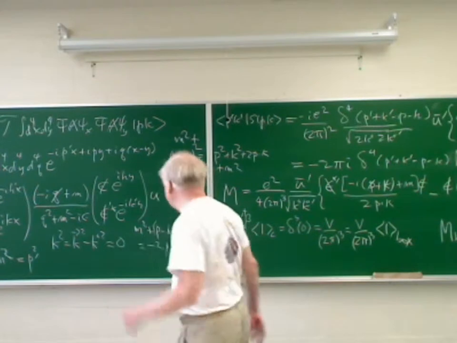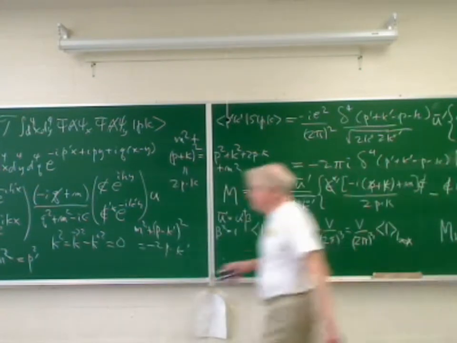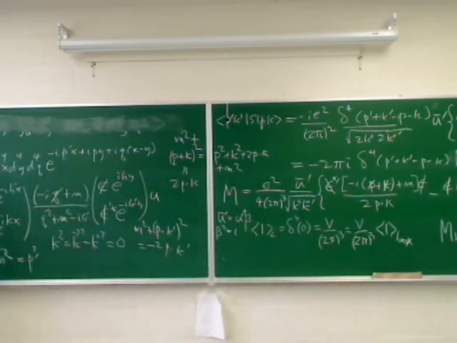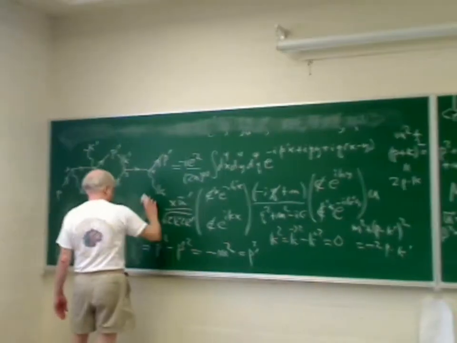I'll write the other Feynman diagrams down. Why don't I do that? And those of you who want to leave can leave, and I'll just turn off the machine. And if everybody leaves, I'll just stop.